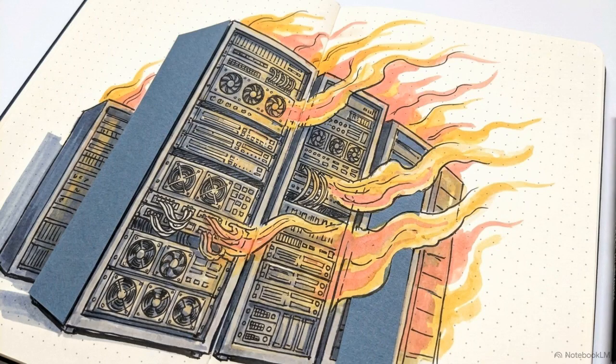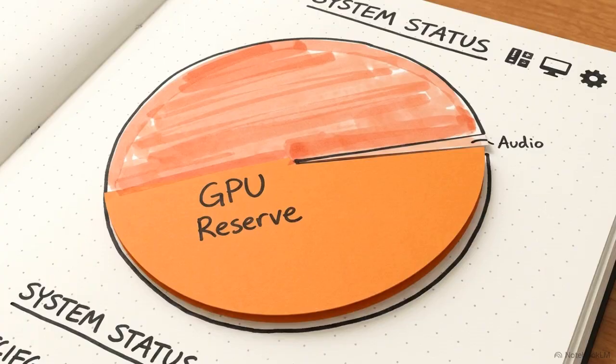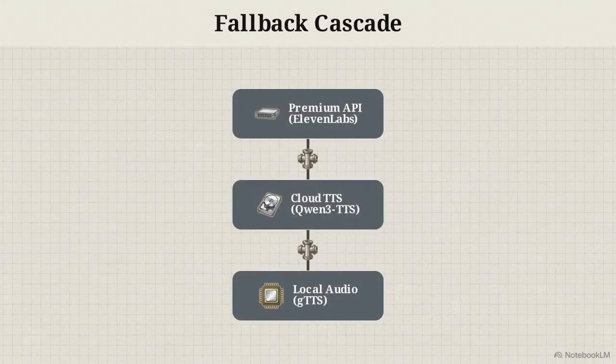Generating high-fidelity audio and video requires exorbitant amounts of compute power. Early on, reserving 90 seconds of graphics processing time for a 10-second voice track drained the entire daily budget, halting production completely. To ensure production never stops, we engineered a fallback cascade.